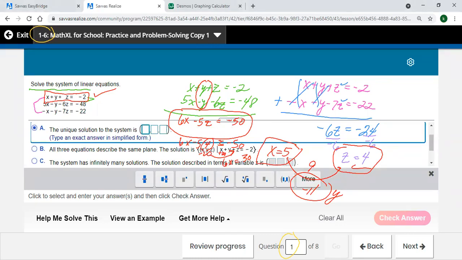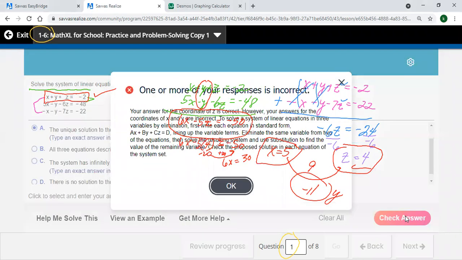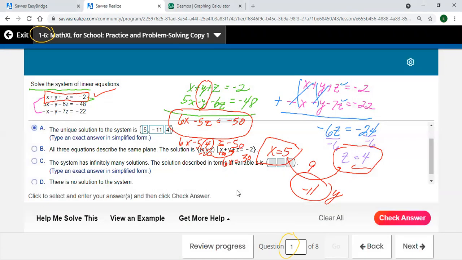in alphabetical order if they don't show it. So the x was 5. And the second, the y, the x was 5. Make sure you choose them in the right order. The y is negative 11. And the z was 4. See how we did. Uh-oh. Got a mistake somewhere. 5 was the x, negative 11 the y, and 4 for the z. The unique solution. All right.